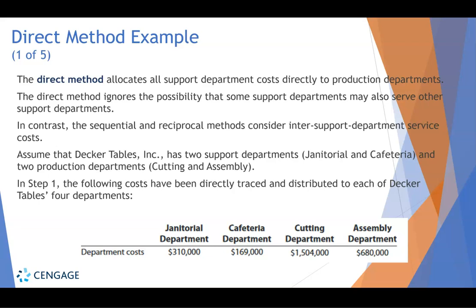Let's assume Decker Tables has 2 support departments. They have a janitorial and a cafeteria. They have 2 production departments, cutting and assembly. In step 1, the following costs have been directly traced and distributed to each of Decker Tables' 4 departments.